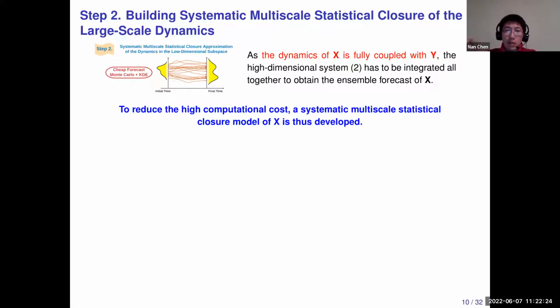So now we want to discuss the second step, which is focusing on dealing with the low-dimensional subspace. First, the dynamics of this low-dimensional subspace variable is fully coupled with y. So even if we want to forecast x, we have to run the entire coupled system, right? If we don't do anything to facilitate the calculation. So here, to reduce the high computational cost, we will build a systematic multi-scale statistical closure of x.